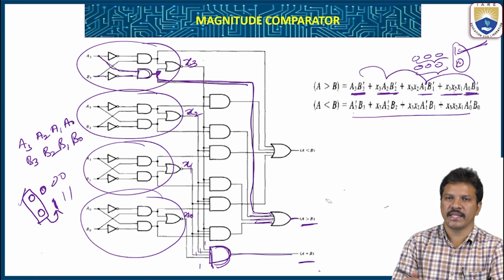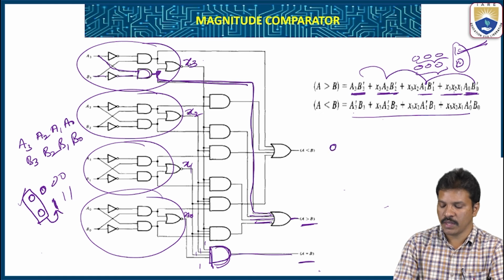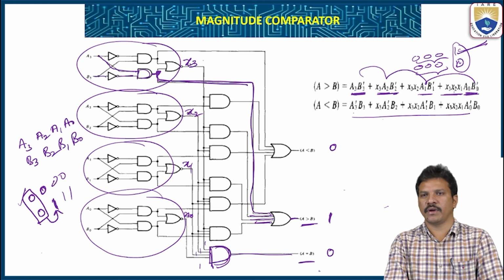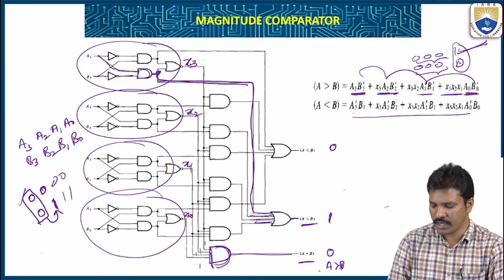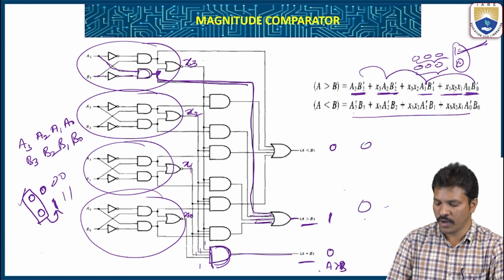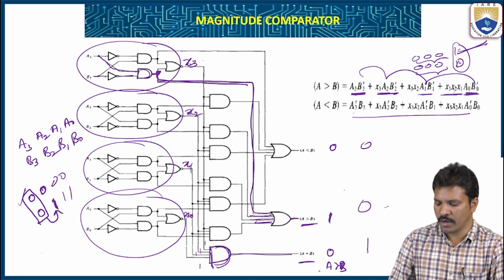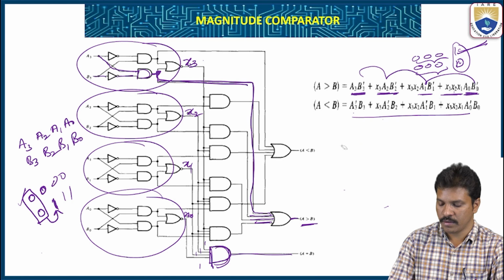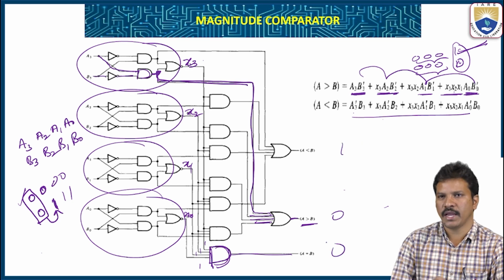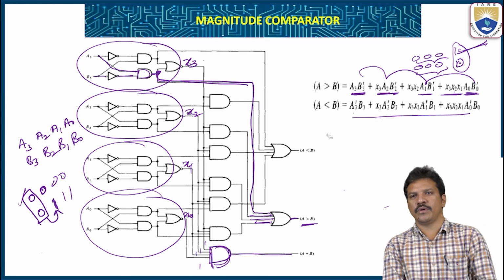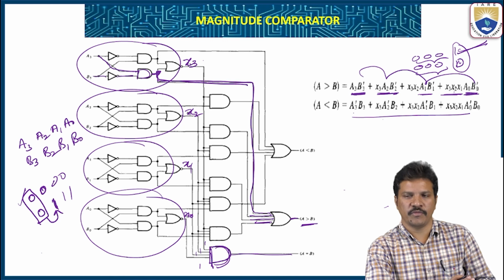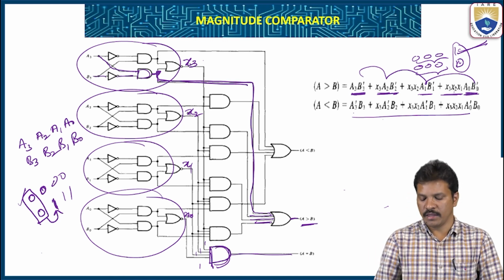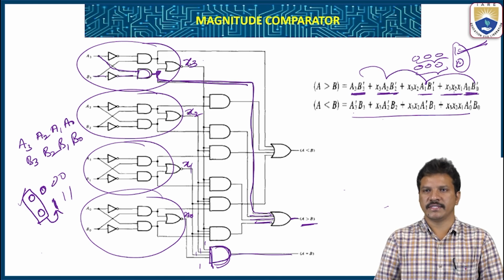Suppose I am getting the outputs A less than B 0, A greater than B 1, A equal B 0. At a time only one output is high in the magnitude comparator. This means the output is A greater than B in the comparison. 0 0 1 means both are equal, A and B are equal. 1 0 0 means A is less than B. These are the 3 possibilities in the output. So we can make the truth table also by giving 4 inputs, and then you will get 3 outputs: A equal B, A greater than B, A less than B.